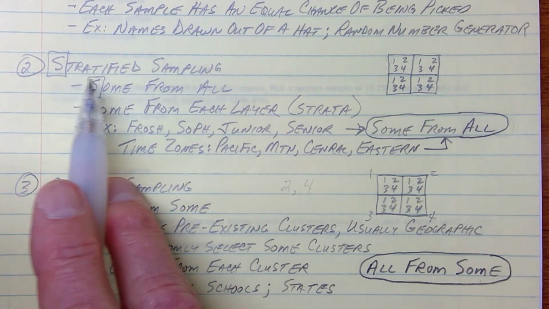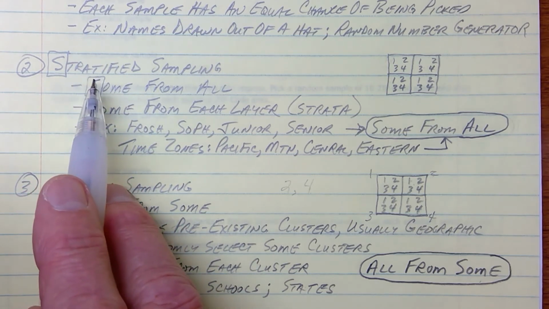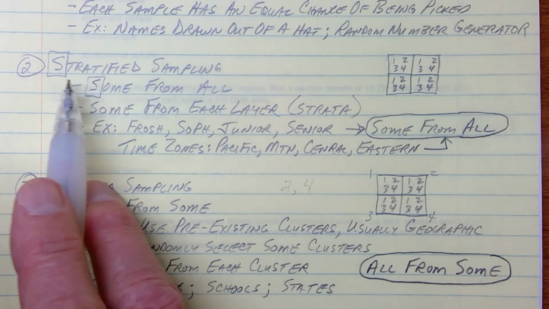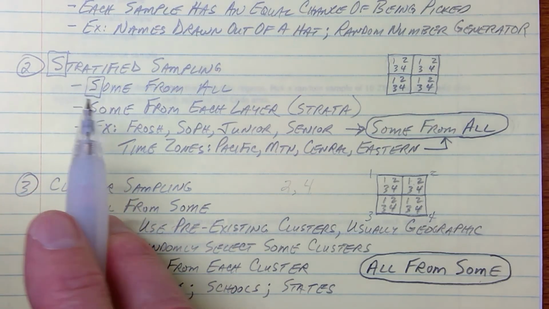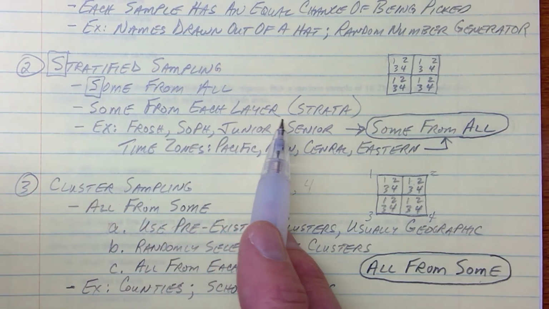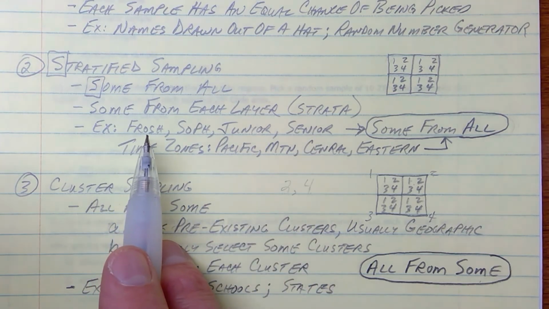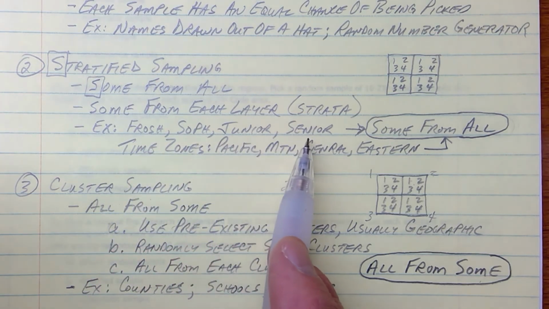Some other notes on stratified is, strata. The word strata means layer. If you've taken like geology or geography, it's like layers of the earth, strata. All right, if we use layers, like at college, there's freshmen, sophomore, juniors, and seniors. Those are different layers of students.